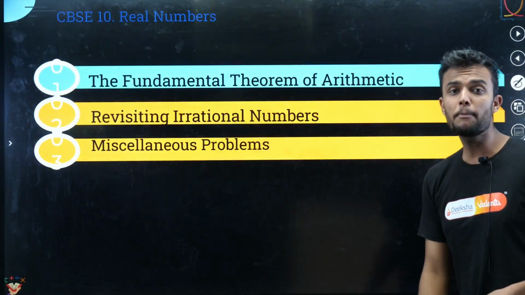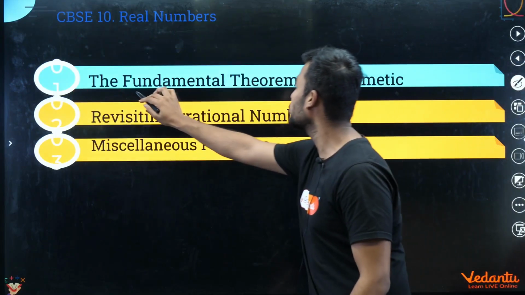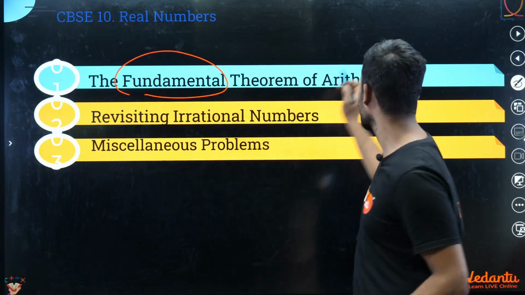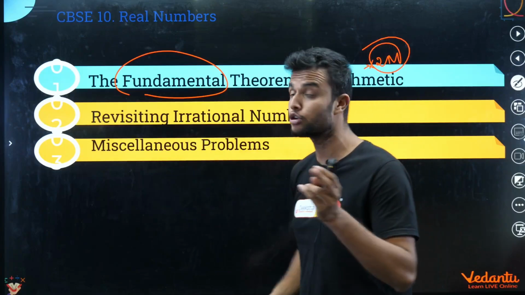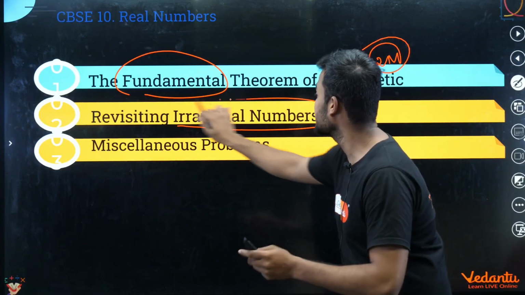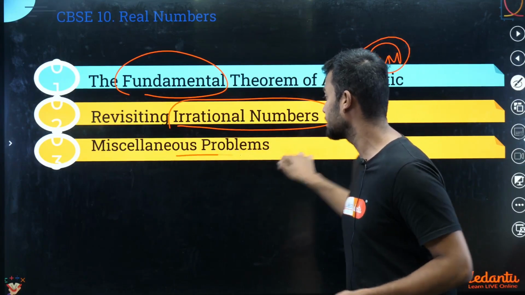These are the topics present in real numbers. First one, very important, the fundamental theorem, 2 marks. Definitely they ask the definition, right students, and also LCM and HCF, and revising irrational numbers, about the problems.